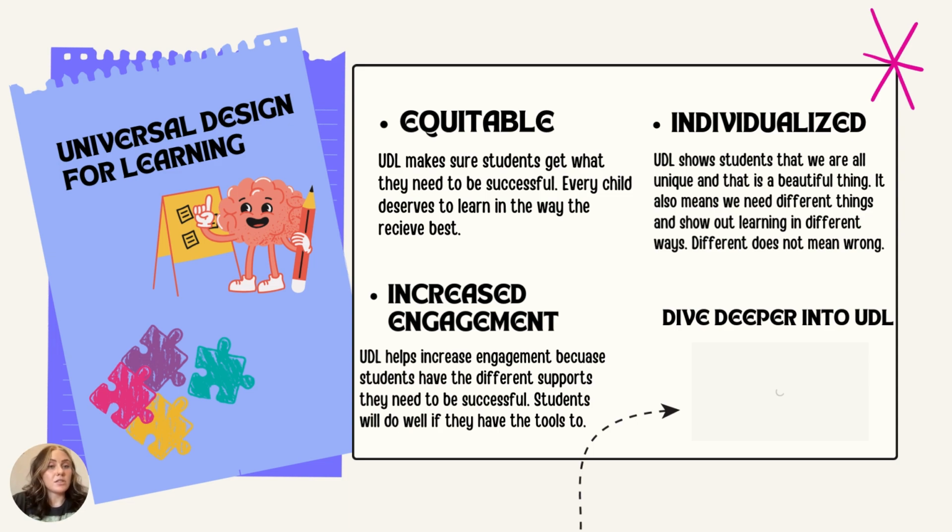Next is universal design for learning. This is giving every student the tools that they need to be successful in the instruction. UDL is equitable, it's making sure that we're not all getting the same things, we're getting what we need. It's individualized, it's showing that uniqueness is a beautiful thing and it's okay to ask for help. And UDL has also shown an increase in engagement.